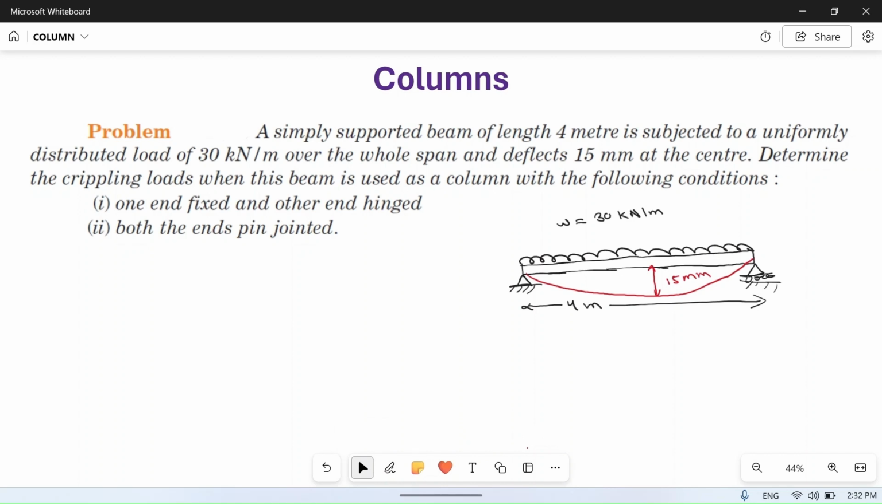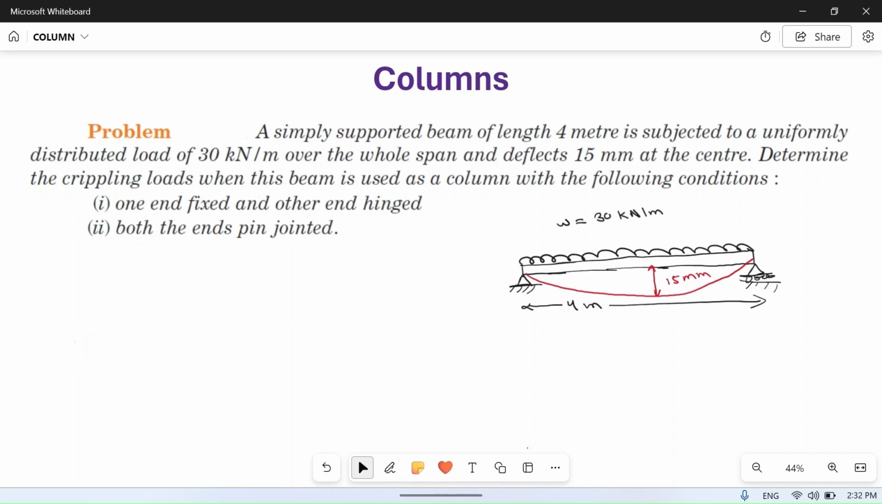Determine the crippling load when this beam is used as a column with the following conditions. So there are two conditions: one end is fixed and the other end is hinged, and both ends are pin jointed. Okay, so both are pin joints or hinge joints. So why is this given as a beam when it is asking for a column?